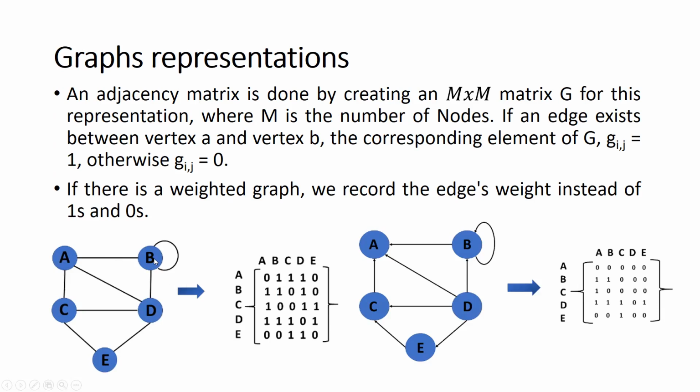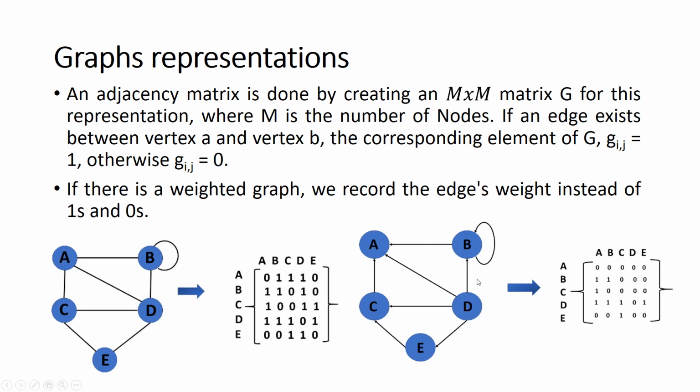For example, A and B have an edge between them, and it is an undirected graph, so we will find it at A, B, and we will find it at B, A. A does not have a self loop, so A is a 0. However, B has a self loop, so we find B has 1.